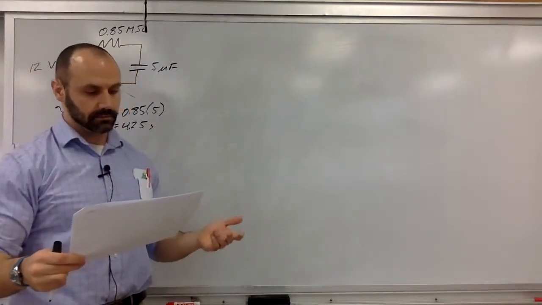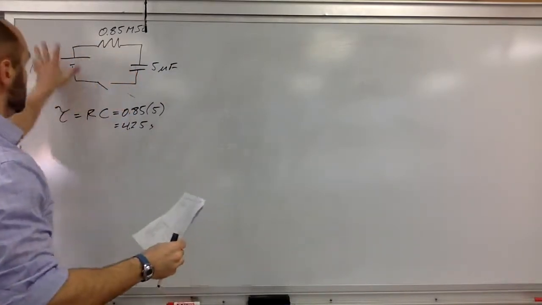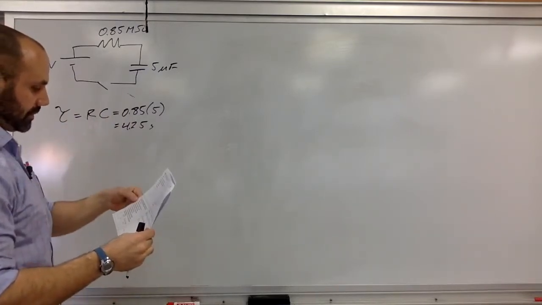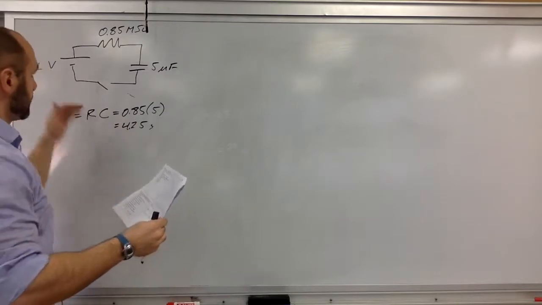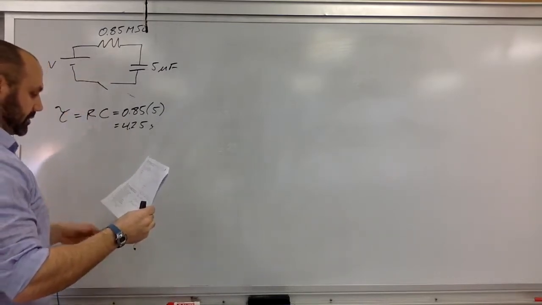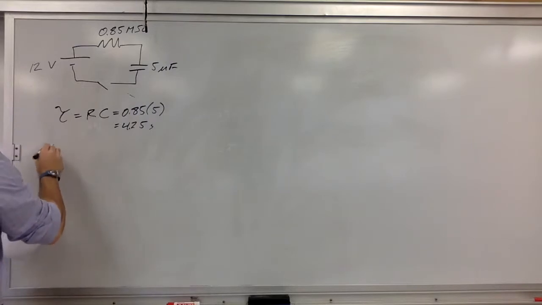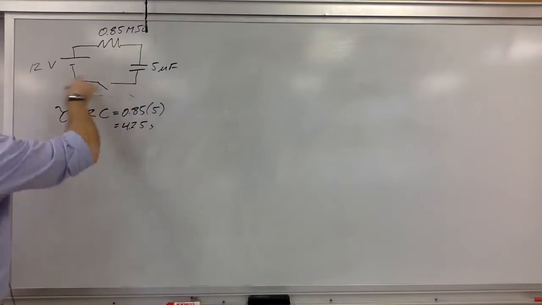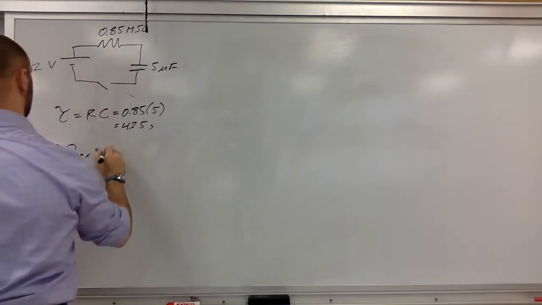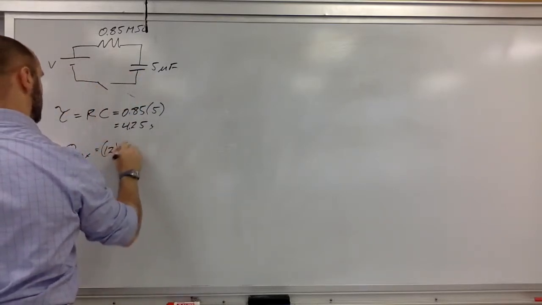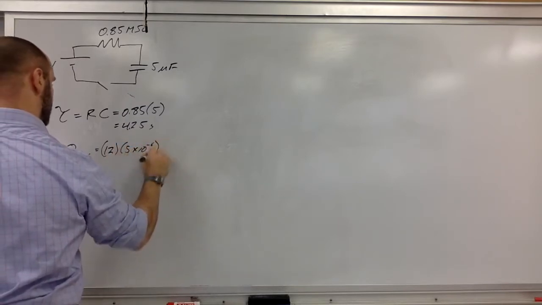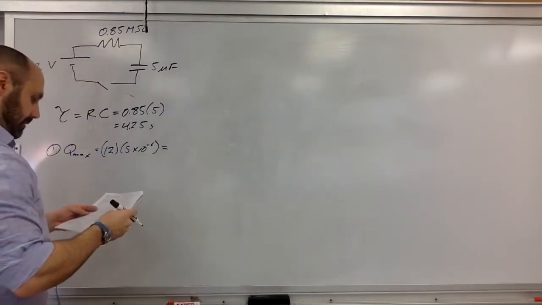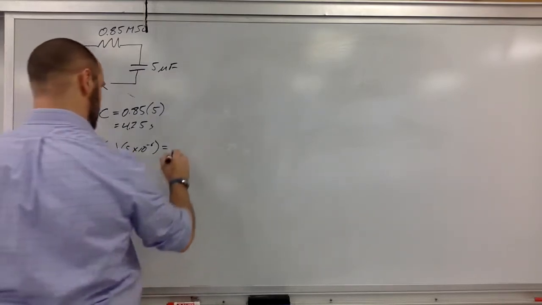Okay, and now for example 2, here's our circuit. Here's how we calculate the time constant, which is part B. The switch is now closed. So if we close the switch, calculate the maximum charge on the capacitor. So 1, Q max is C times V, or C times the EMF of the battery. So that's going to be 12 times 5 times 10 to the negative 6. So that's going to be 600 microcoulombs.